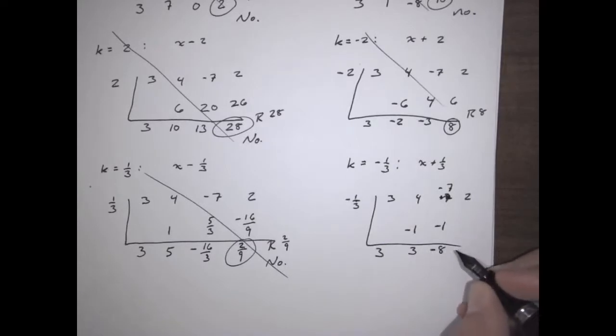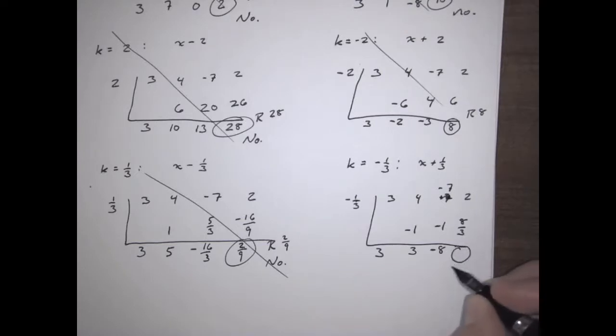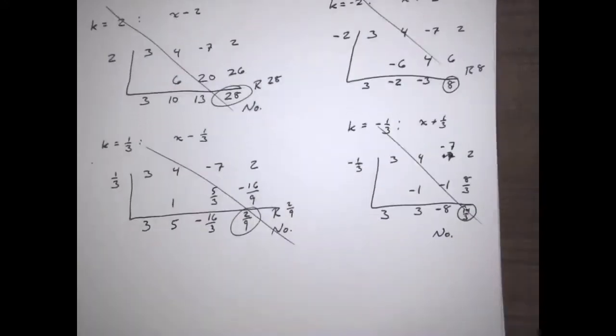And then we multiply those, and that's going to make an 8/3, and we know that that remainder is not going to be 0. But just for the sake of argument, it's going to be 6/3 plus 8/3, which is 14/3. And so, no. Nope, not that one either.